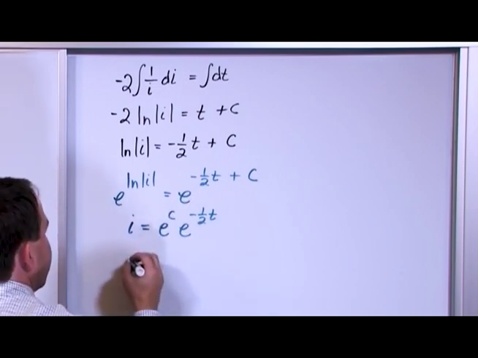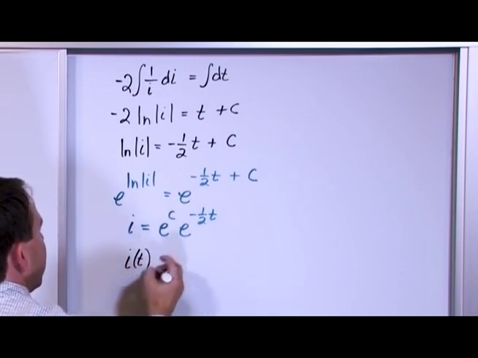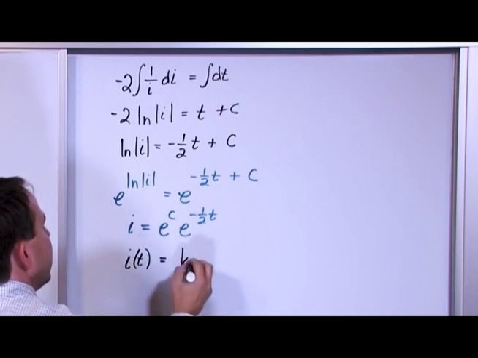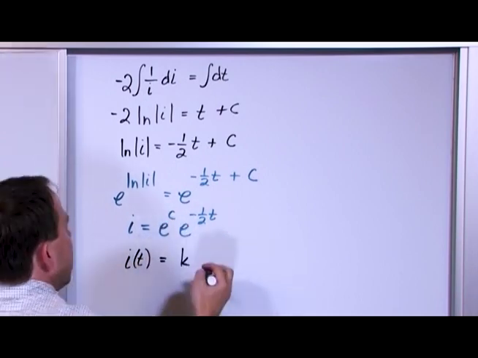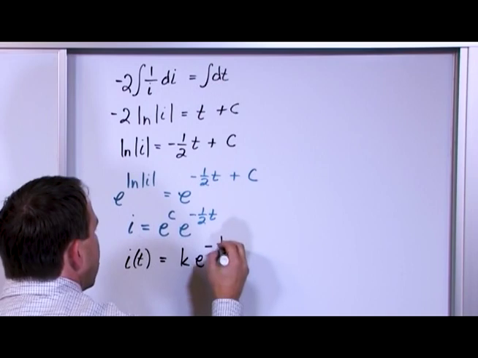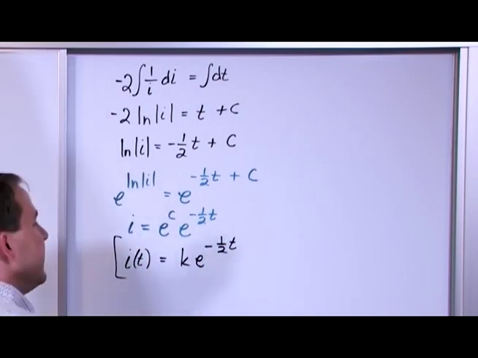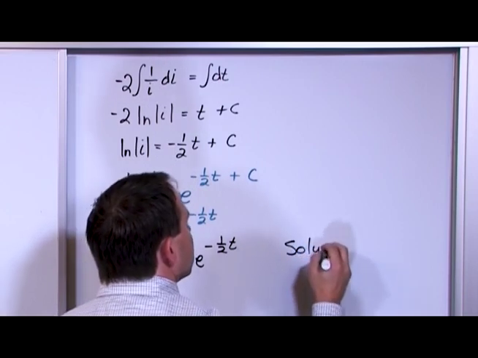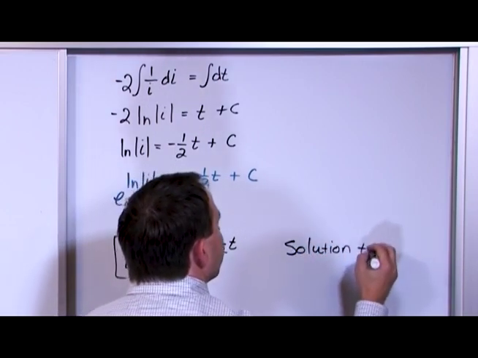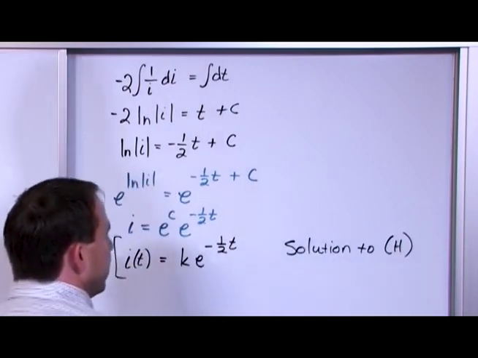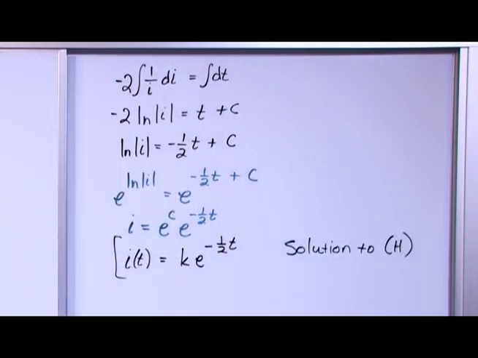I'm going to rewrite this. I'm going to call it now I of t because we know it's a function of time. And I'm going to call this number k. It's just a number. k times e to the minus 1/2 t. Now I'm going to circle it, but it's not the final answer. This is the solution to the homogeneous version of the differential equation. Let's go back and make sure that we know what that is. The homogeneous version of this equation is this one. It's when we took the original equation that we had and we set the right-hand side equal to zero.